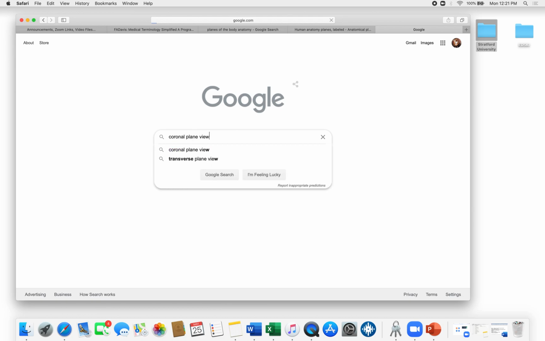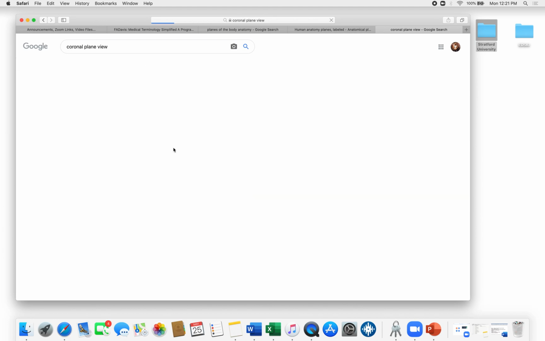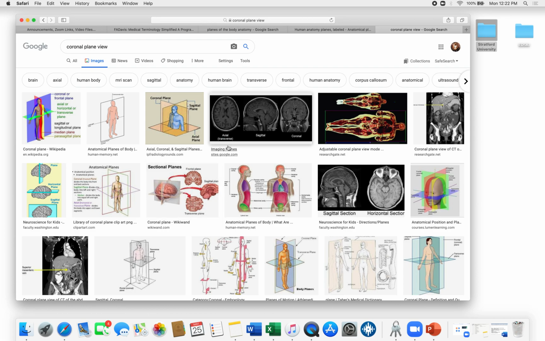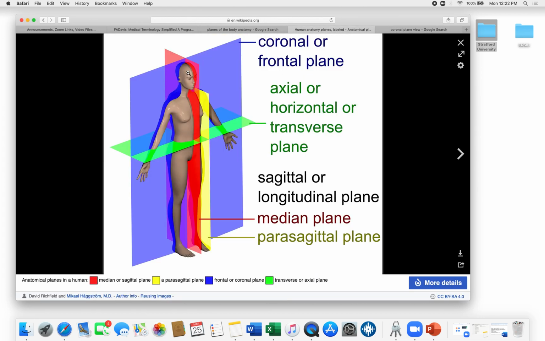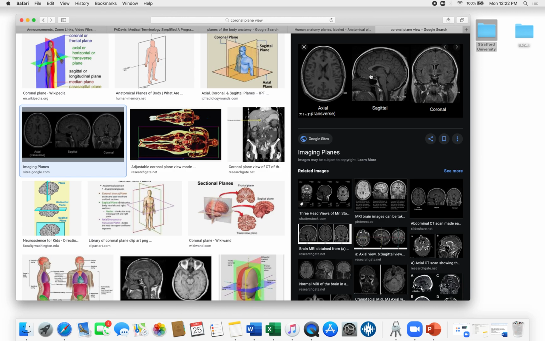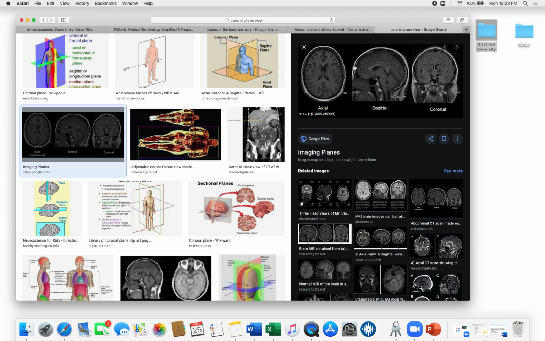Coronal plane view. And so let's look at some images. Here you go. So this is someone's skull. So coronal plane, that means I chop them from the front to the back. If you can see here. Sagittal or mid-sagittal, I cut them in half into a left and a right, which is here. Axial, or that's in a way transverse, right?